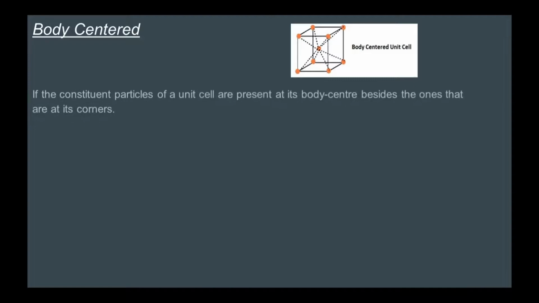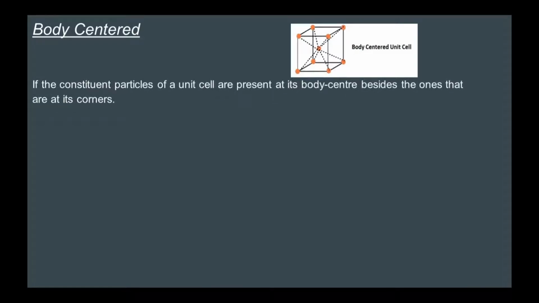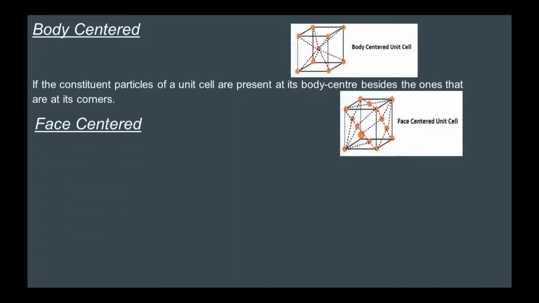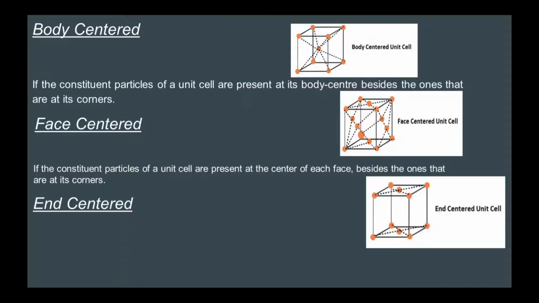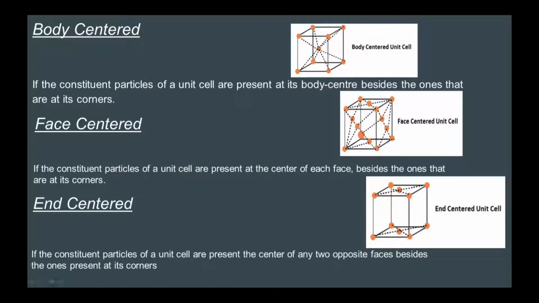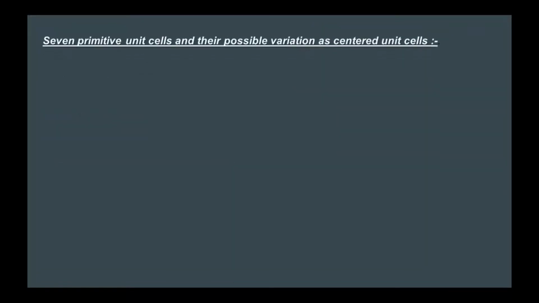First, body-centered. If the constituent particles of a unit cell are present at its body center besides the ones that are at its corners. Second, face-centered. If the constituent particles of a unit cell are present at the center of each face, besides the ones that are at its corners. Third, end-centered. If the constituent particles of a unit cell are present at the center of any 2 opposite faces besides the ones present at its corners. Let us see now 7 primitive unit cells and their possible variations as centered unit cells.